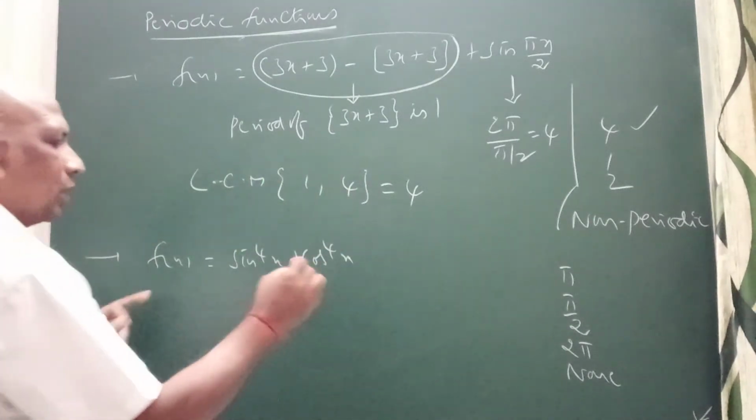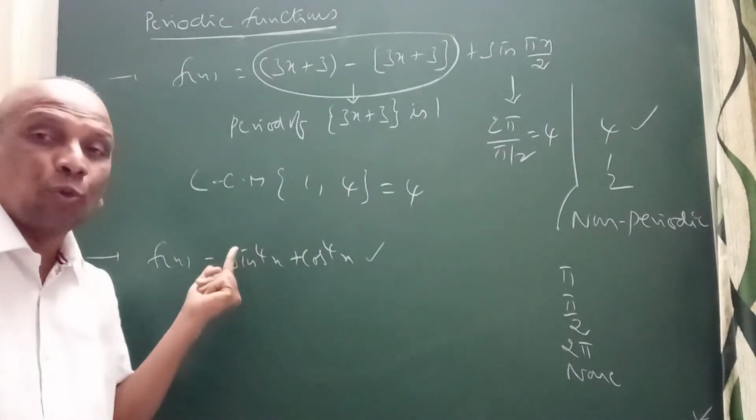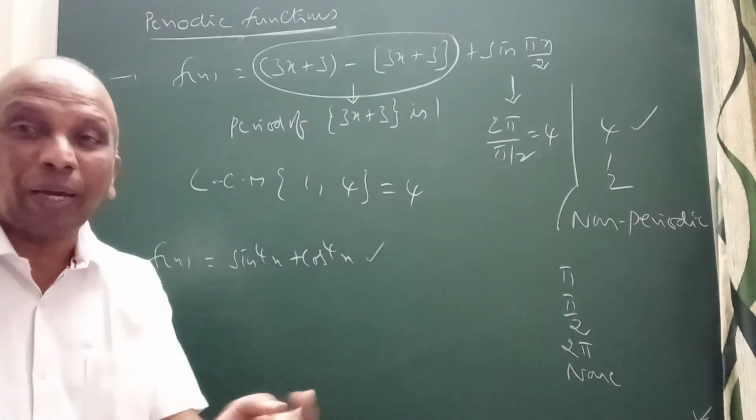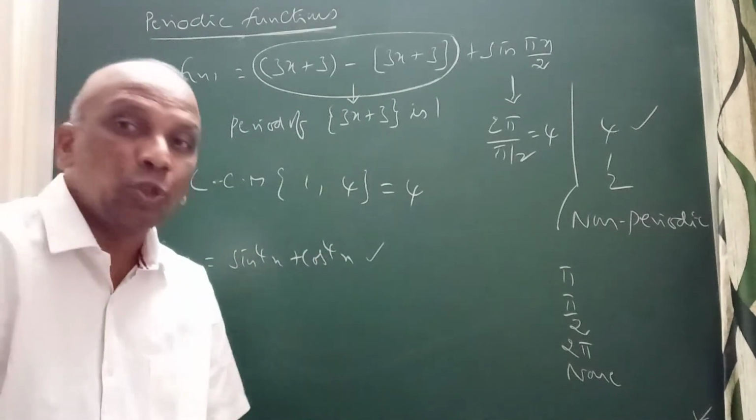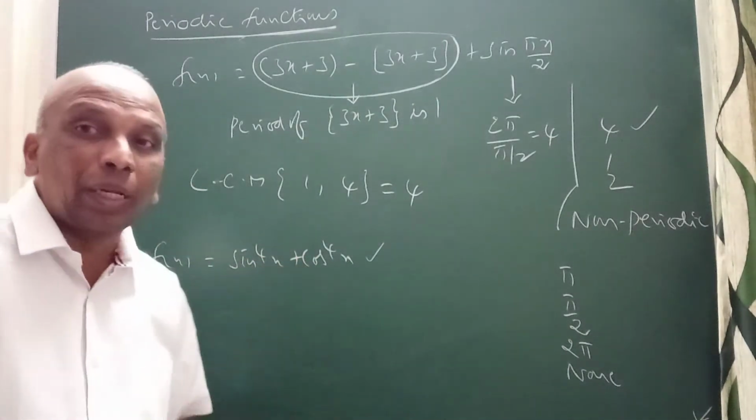Now, coming to this, sin power 4x plus cos power 4x. If you think of the individual periods, the power is 4, which is even, so the period is pi. But the LCM of pi comma pi, that is pi, doesn't work here. We should be careful here, because these two are complementary functions, right?